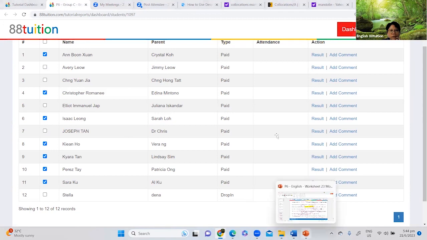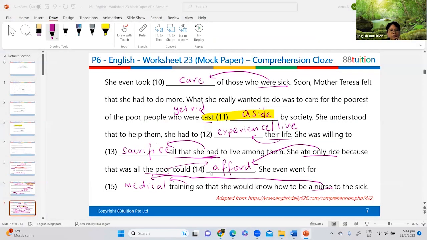Okay, change their life. Can let me have a look. Okay, she was willing to change their life. Is it? She had to change their life. No, experience. Because to understand, to be empathetic is to put yourself right in the person's shoes. So it is to experience it.